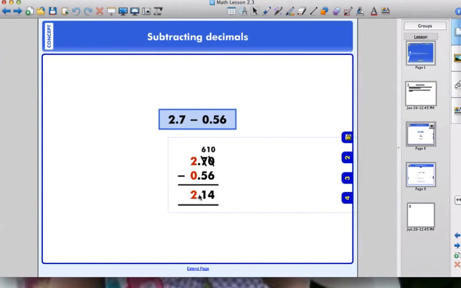Now the last step is to check and make sure this answer is reasonable. We estimated 3 minus 1 equals 2. Does this answer seem reasonable? Absolutely. Make sure you have this problem copied into your notes.